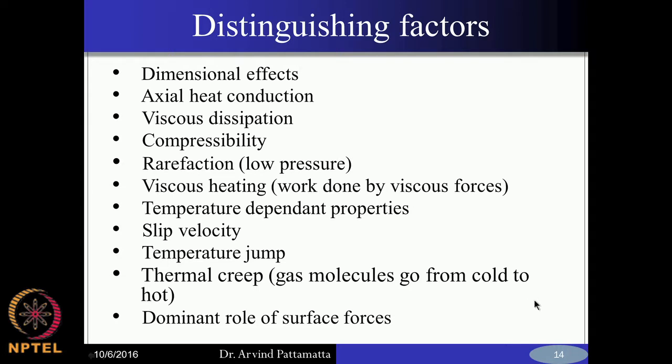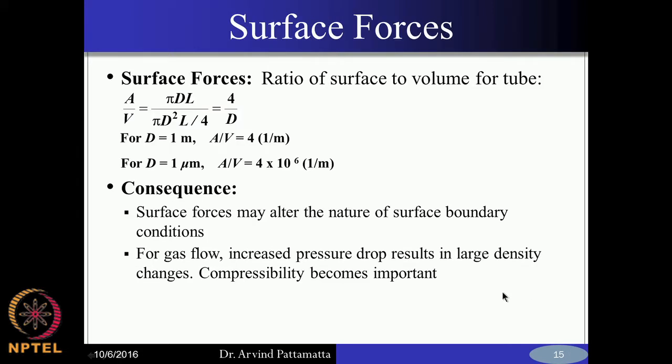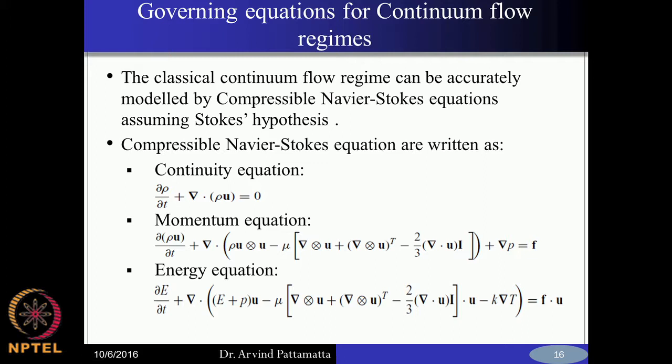So, these are the different complexities when you go to microchannel gas flows, and again this ratio of surface area to volume, and we have done this simple problem also. If you are reducing the dimension, what happens to this ratio? So, therefore, the overall governing equations: if you are looking at the Knudsen number range up to 0.1, we use the continuum approximation and we solve the compressible Navier-Stokes equation, which is written in a coordinate free representation.